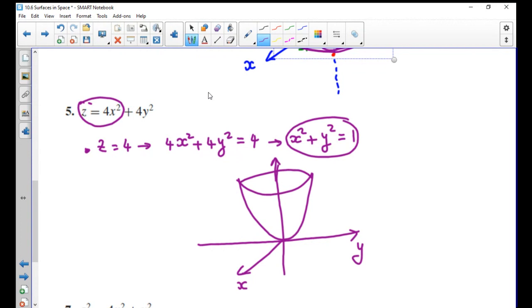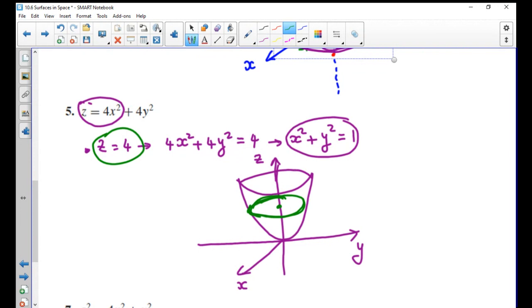X, Y, Z. Does that make sense? Yeah? And at Z equal 4, like we said, if you put 4 here, then you will see that you will get a circle of radius 1. At this level, at Z equal 16, you get another circle.